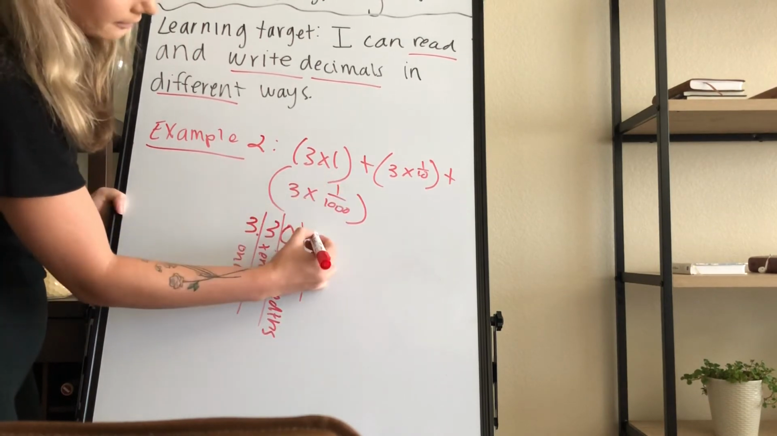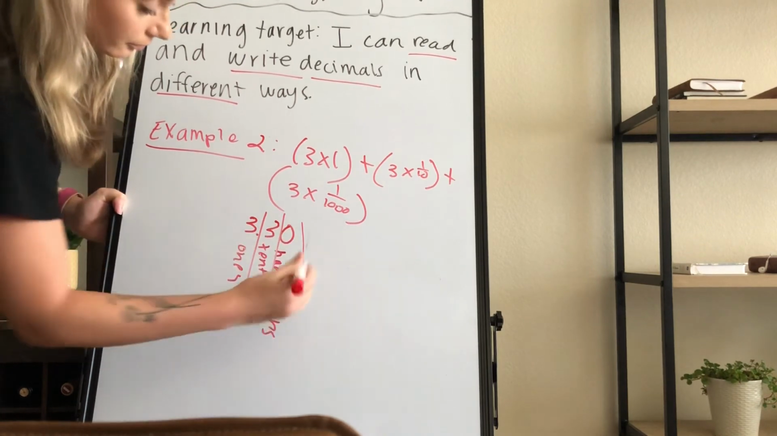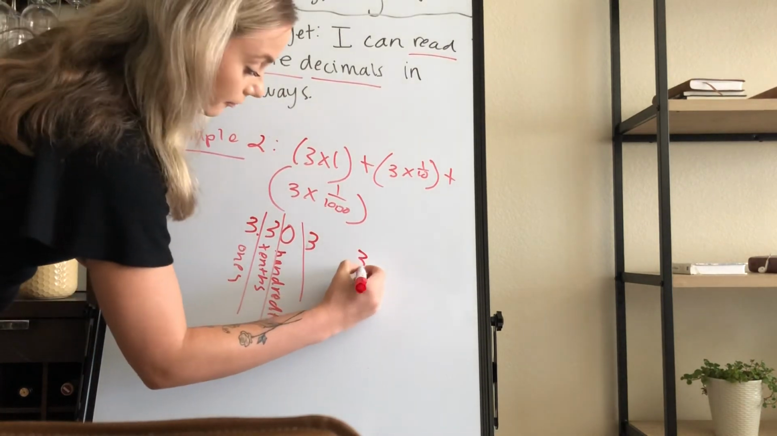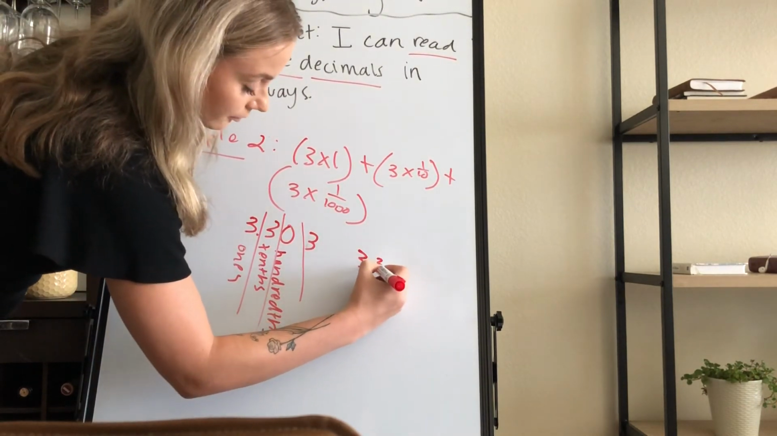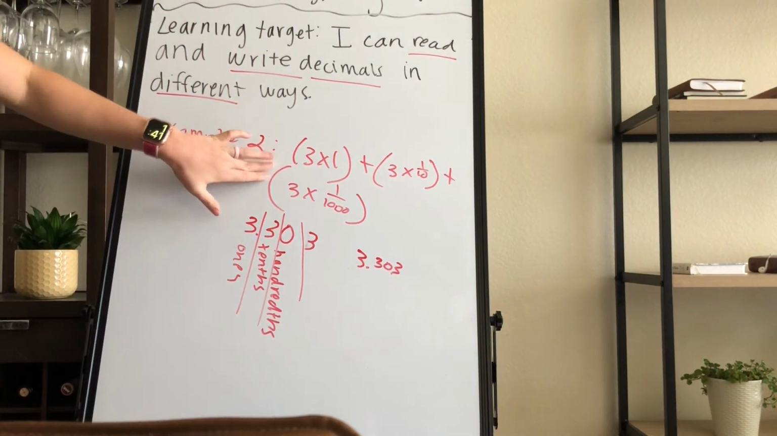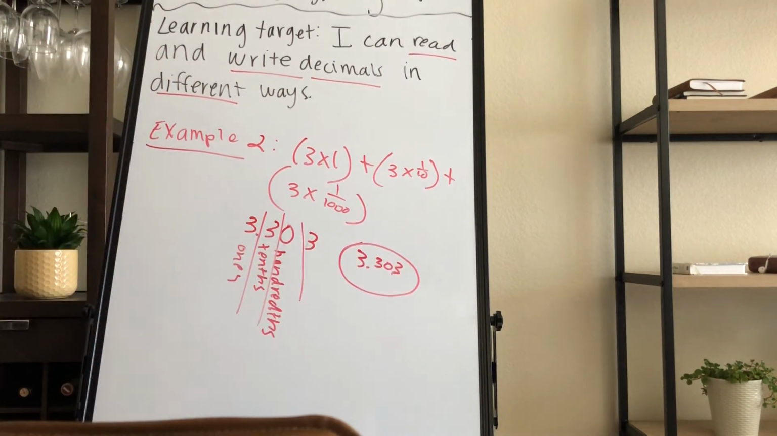And then we have our last 3. Oops, that's a really bad 3. As our 1 over 1,000. So your answer would be 3 decimal point 303. This is it in expanded form. This is your decimal in standard form. Okay, we will do one more together.